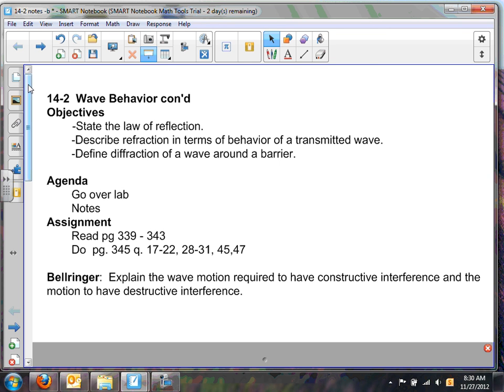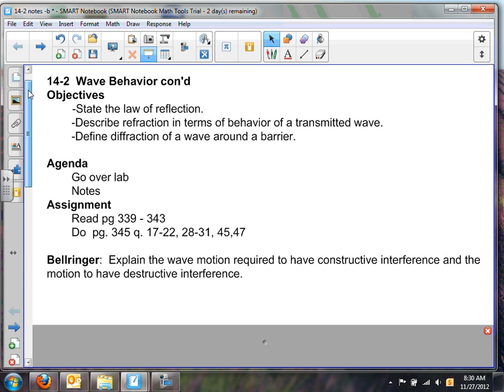Last part of section 14.2 deals with wave behavior again. You need to state the law of reflection, describe refraction, and then what diffraction is. You can see your bell ringer: explain the wave motion required to have constructive interference and to have destructive. I'll let you think about that.